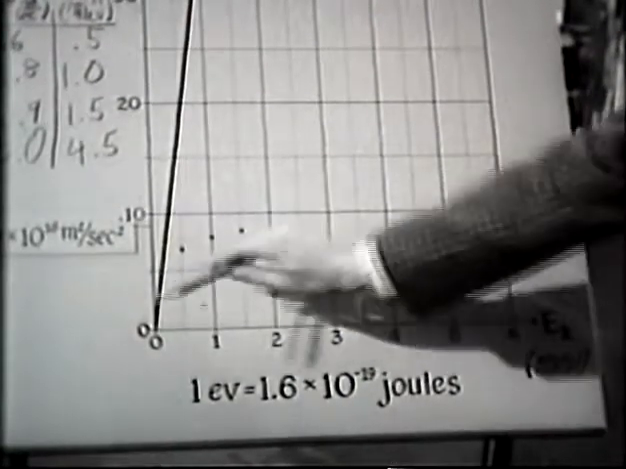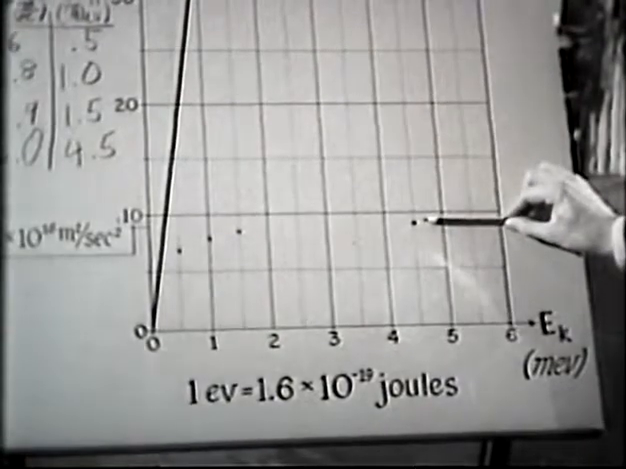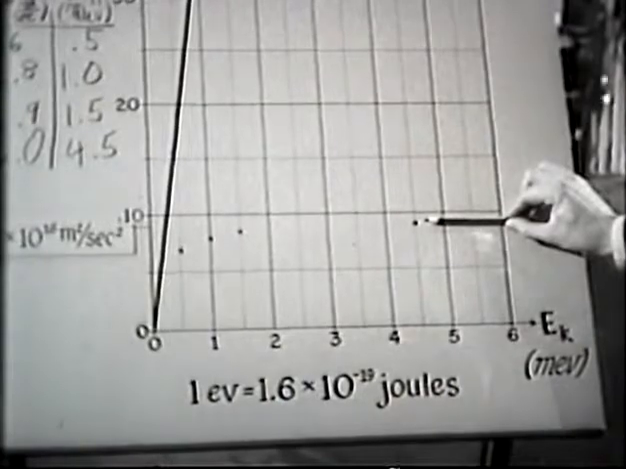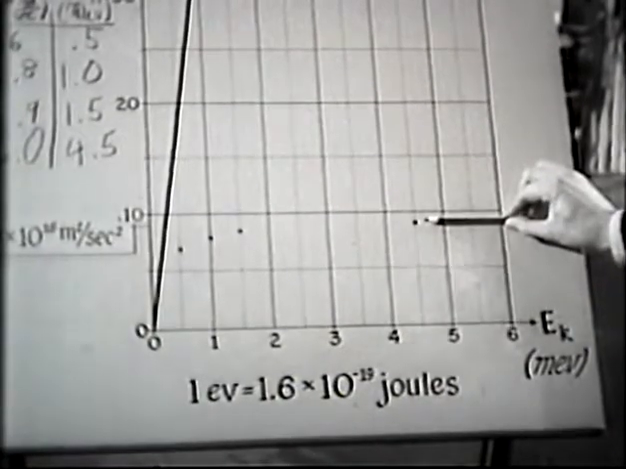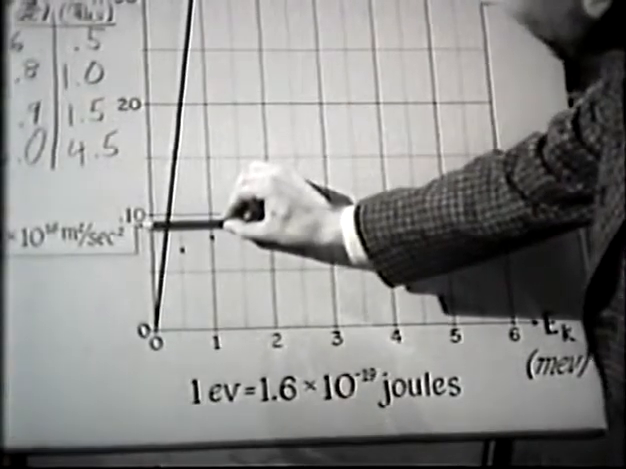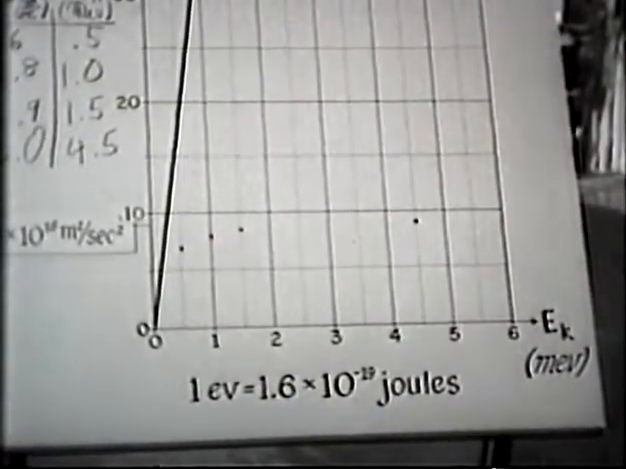In fact, from the way this graph levels off, it looks as though there might be a limit to the speed that an electron can have, no matter how much we increase the energy. And from what we can see here, this limit might well be the speed of light, the square of which is 9 times 10 to the 16th meters squared per second squared.